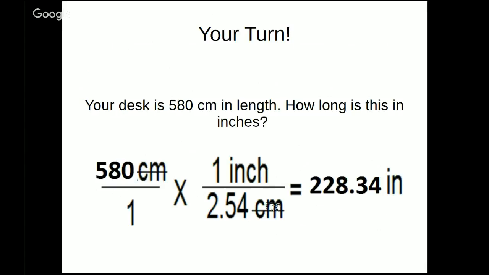And you know you want to go to inches, so it's going to be in the numerator in this case. Now you do know something about centimeters and inches and how they relate. A quick check will tell you that there are 2.54 centimeters in an inch. So that's why I've set it up that way. And if you do the multiplying and dividing, you find out that 580 centimeters is equivalent to 228.34 inches in the English system. Okay, so hopefully you got that answer. Congratulations if you did.